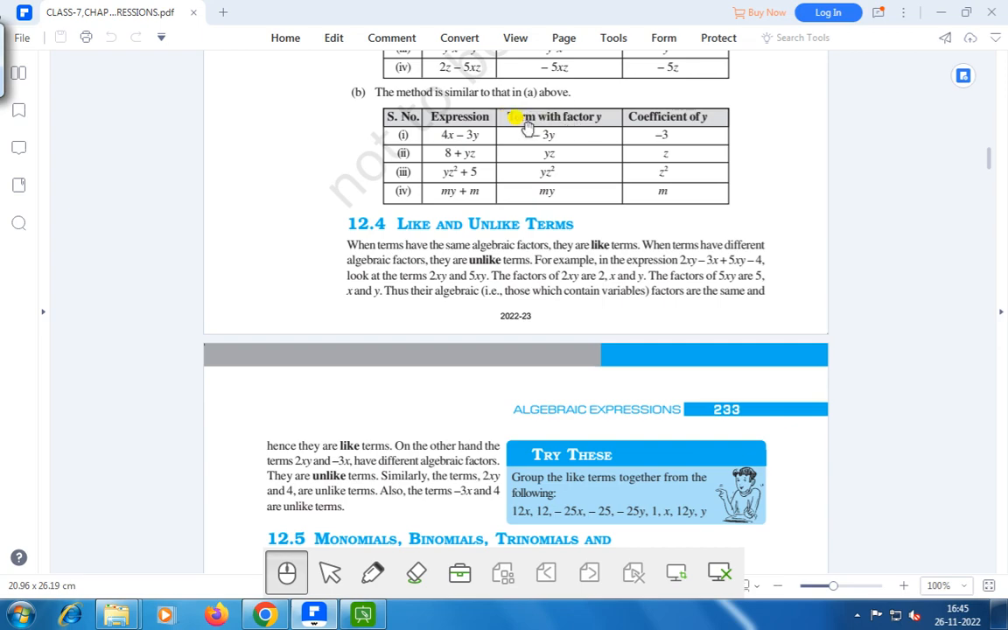A term with factor y, that is minus 3y, coefficient is minus 3. Yz, coefficient of y is z. Yz square, coefficient of y is z square. And my, coefficient of y is m.